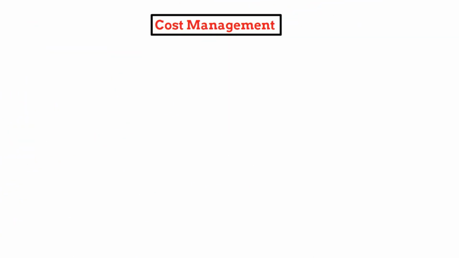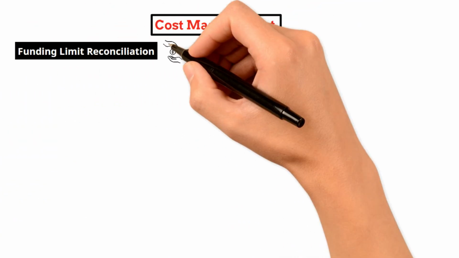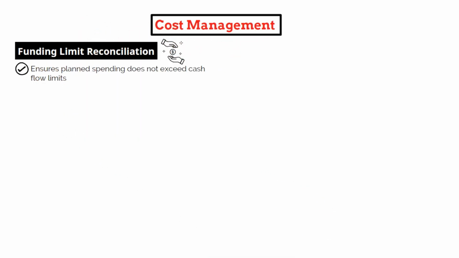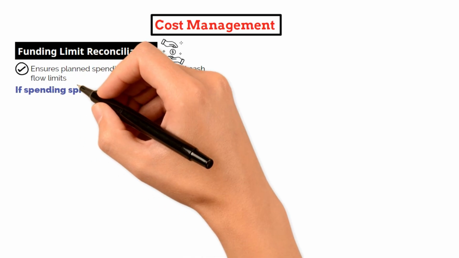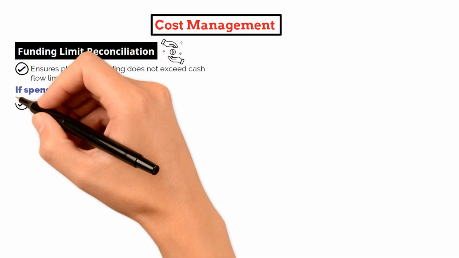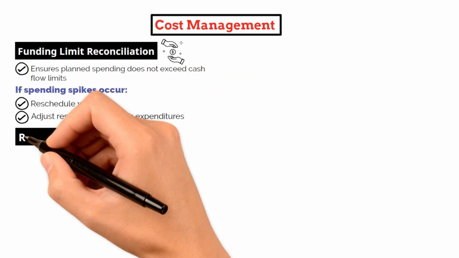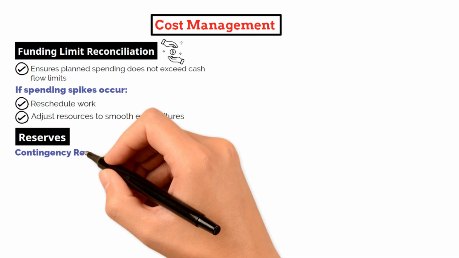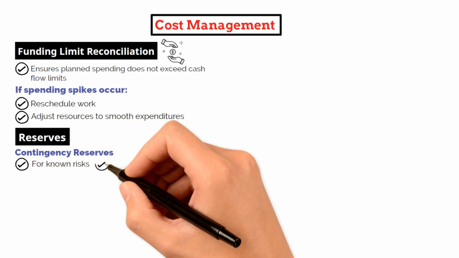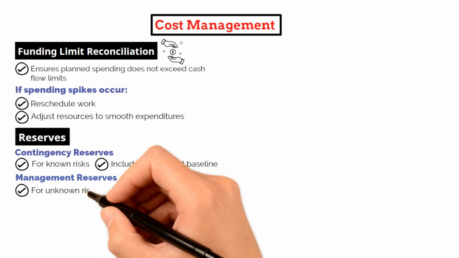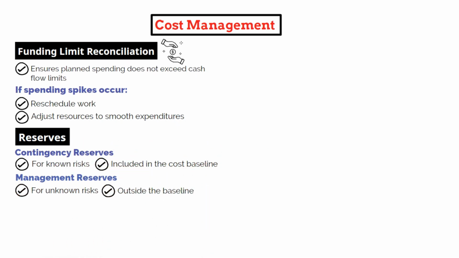Another concept you should know is funding limit reconciliation, which ensures that planned expenditures do not exceed the organization's cash flow limits. If spending spikes are forecasted, the project manager may need to reschedule work or adjust resources to smooth expenditures. You'll also need to understand reserves. Contingency reserves are allocated for known risks and are part of the cost baseline. Management reserves are for unknown risks, sit outside the baseline, and can only be used with sponsor approval.